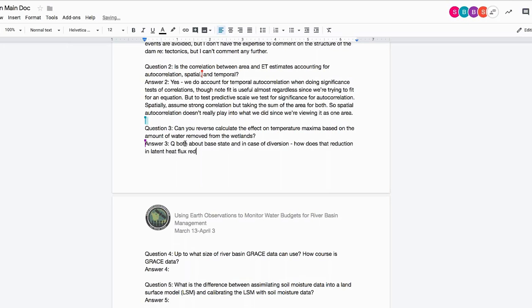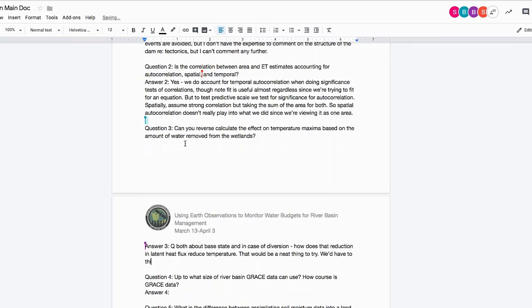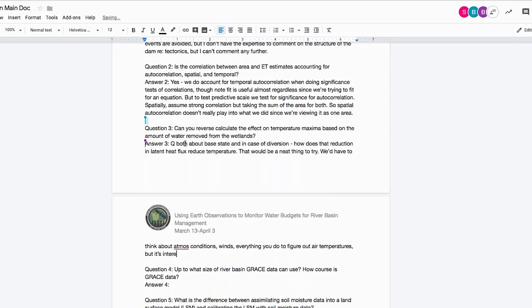That would be a really neat thing to try. Of course, we'd need to think about the atmospheric conditions, winds, circulations, everything you do when doing an energy balance to figure out air temperatures. But I think that's a very interesting question about what the cooling effect of the SUD is. I have not personally looked into that, but it's something that this analysis could inform.